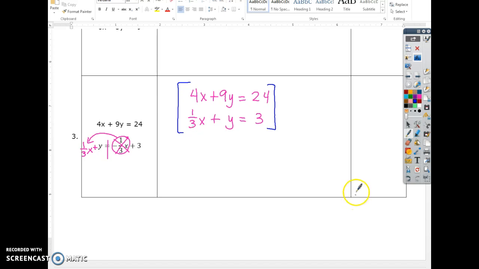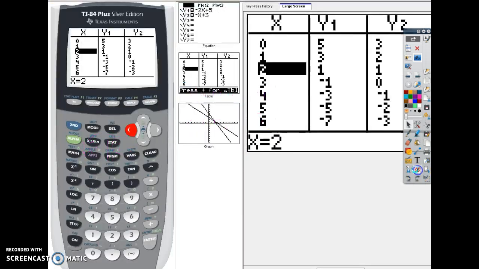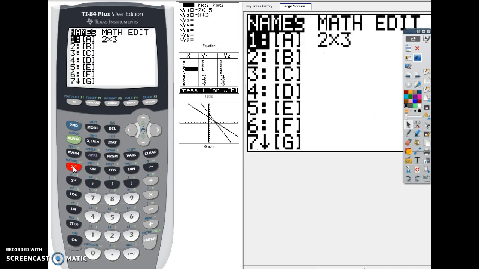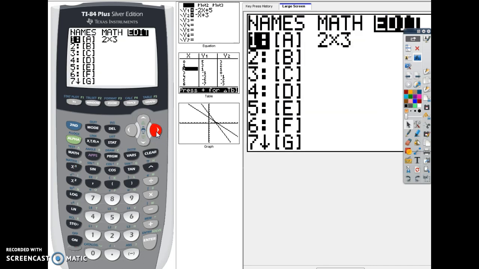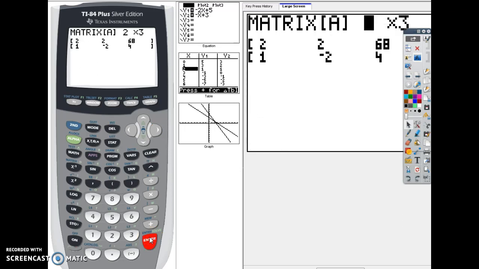Okay, I'm going to do this one just to practice for those of you who forgot. So let's go to the calculator. We're going to go to second matrix. Okay, and you always start here. So here, first, second, third. So first edit, second math, third names. So go all the way to edit. Enter. 2 by 3, so 2 enter, 3 enter. And start typing the numbers in there.